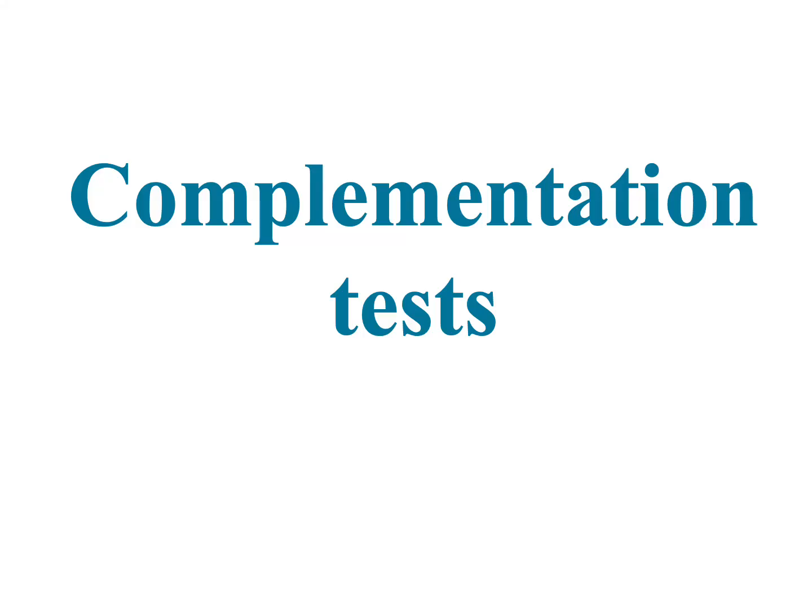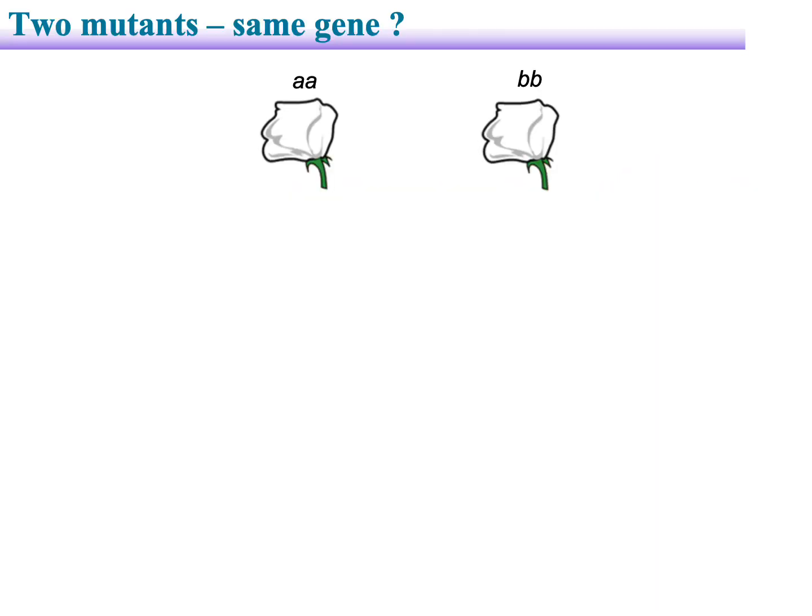In this video, we'll talk about an important concept in genetics that connects mutations with transmission genetics, and that is the concept of complementation. Let's start with an example. We haven't talked about Mendel's pea plants in much detail yet, but you'll get very familiar with these plants soon.